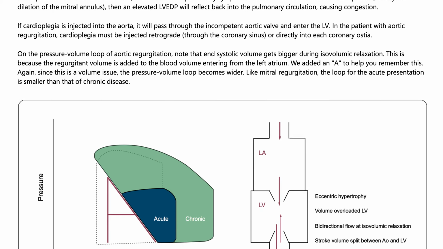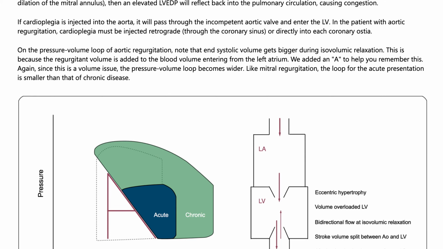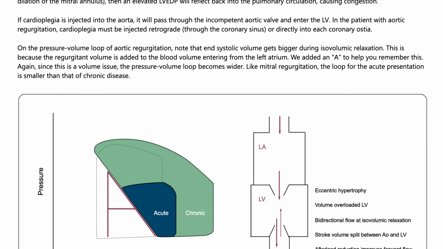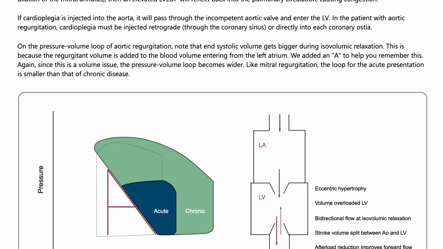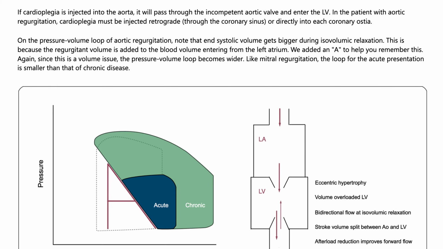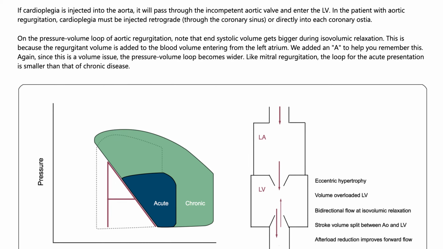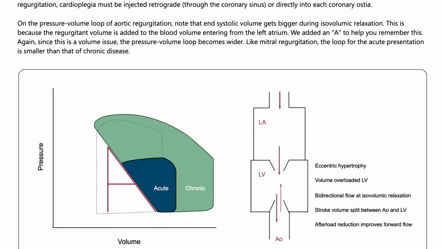If cardioplegia is injected into the aorta, it will pass through the incompetent aortic valve and enter the left ventricle. In the patient with aortic regurgitation, cardioplegia must be injected retrograde through the coronary sinus or directly into the coronary ostia. On the pressure volume loop of aortic regurgitation, note that the end systolic volume gets bigger during isovolumetric relaxation.